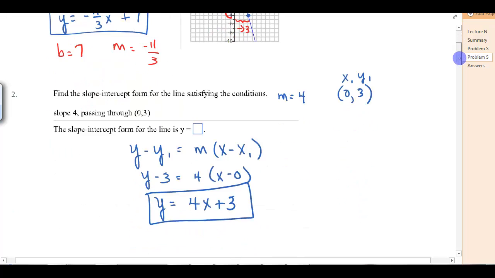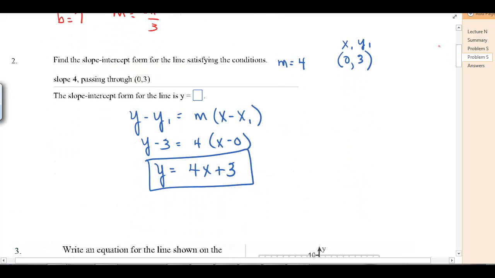On number 2, find the slope-intercept form for the line containing the following conditions. Slope of 4, wrote that here, and here's your point 0, 3. So we use our point slope form and plug in the parts. y minus 3 equals 4 times x minus 0. So that's y equals 4x, and I added the 3 to the other side.